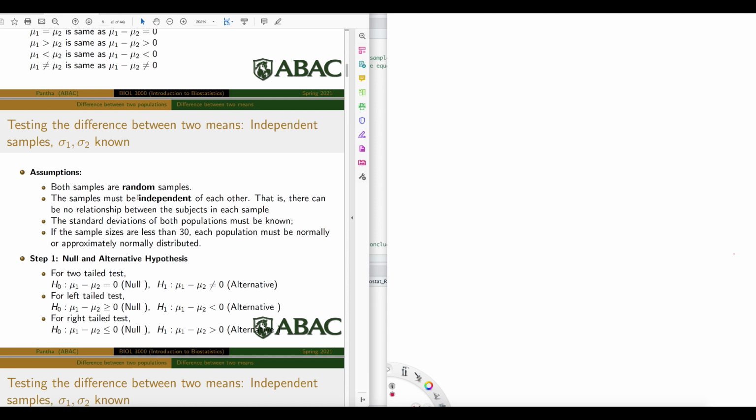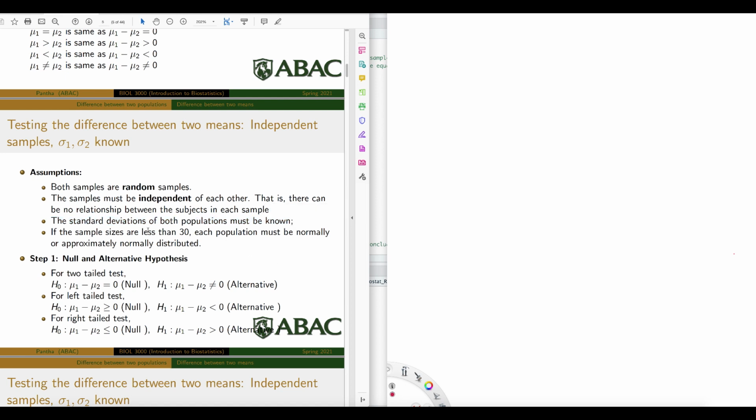Those two samples must be independent of each other, meaning that the same subjects should not be taken in those two data collections. That is, there can be no relationship between the subjects in each sample. The standard deviation of both populations are known. Because the title of this is sigma 1 and sigma 2 are known, meaning that in this case the standard deviation of both populations must be known.